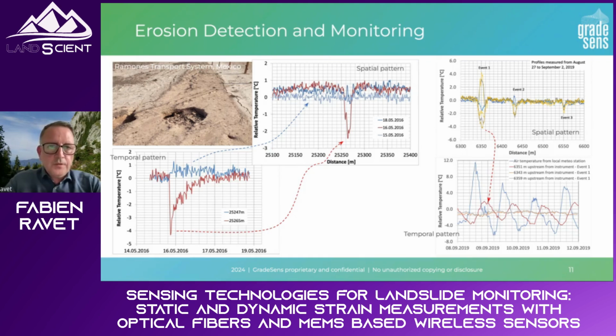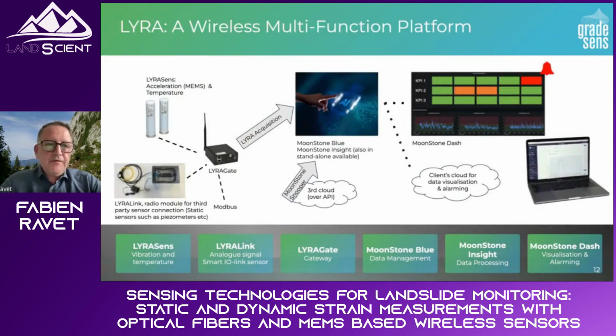So let's now move to the example of wireless sensing. In this case, we are talking about a network of wireless sensors, which are actually accelerometers, and that also have a temperature sensor embedded. We can implement about 50 of them, and they communicate with a gateway. We can also use the same radio communication module to connect piezometers, inclinometers, just any kind of geotechnical sensor. And that data can also be collected by the gateway.